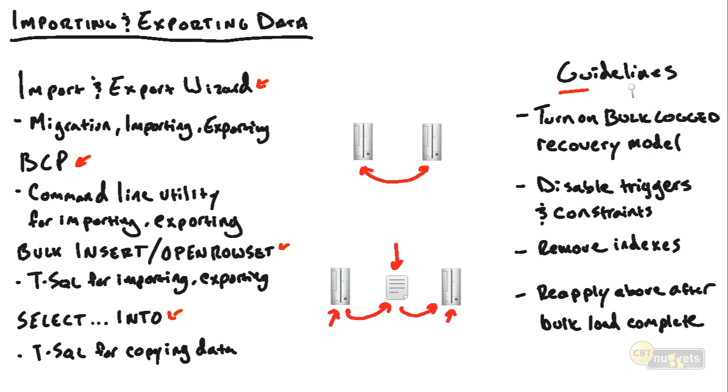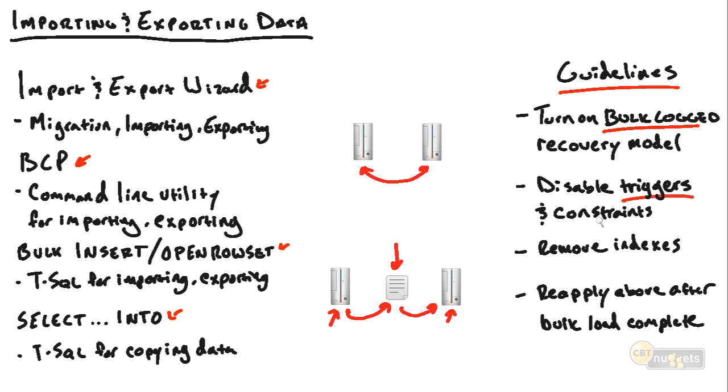Now, a couple of guidelines to follow when you're bulk loading. Bulk meaning you're loading a lot of data. These guidelines will help improve performance and decrease the chance of coming across an error. So the first thing you should do if you're bulk loading is turn your recovery model to the bulk logged recovery model. That will help keep our transaction log in check. We won't bloat the transaction log, and we'll get a performance boost from not doing that.